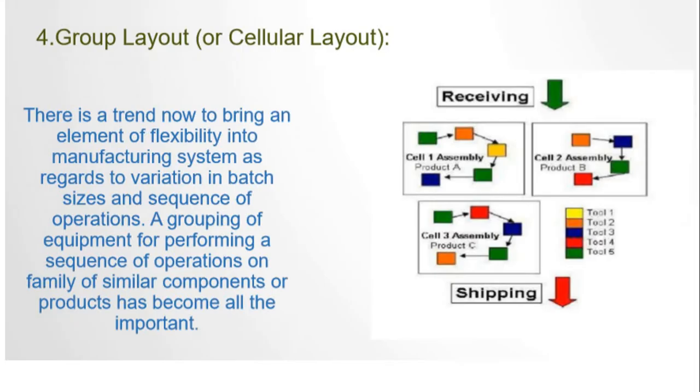Okay, now let us move to the group layout or cellular layout. There is a trend now to bring an element of flexibility into the manufacturing system with regard to variation in batch sizes and sequence of operations. A grouping of equipment for performing a sequence of operations on a family of similar components or products has become all the more important. Look here, this is receiving and finally shipping. Here, cell 1, cell 2, cell 3, assembly, how it goes order-wise, right?